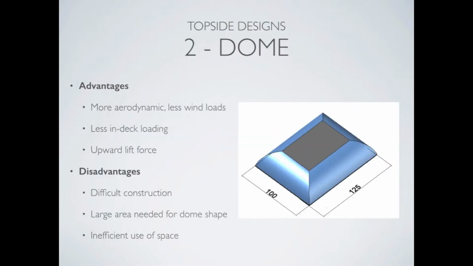Our second design is a dome shape. The dome design would significantly reduce the wind load. However, construction and installation would become more difficult. The aerodynamic shape would reduce in-deck loading and drag force. However, construction of the dome is complicated and requires a large surface area.